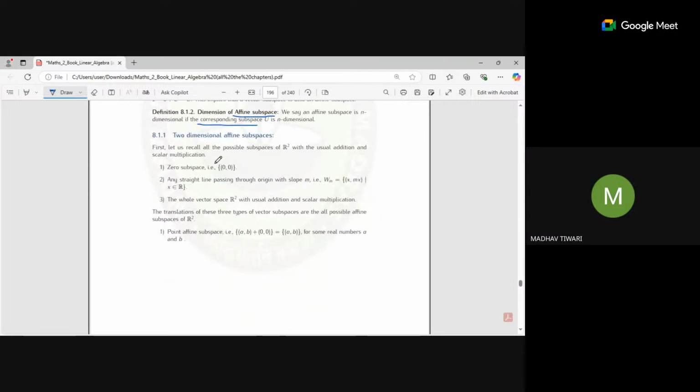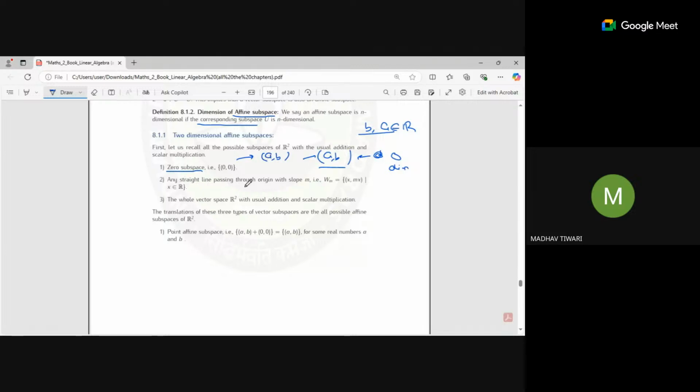Suppose you are using the zero subspace, which has only one vector, 0 comma 0, or one point. If you translate it to some a comma b, the new coordinates will be a comma b, where a and b are some real numbers. This is our affine subspace, so it will also have zero dimension.